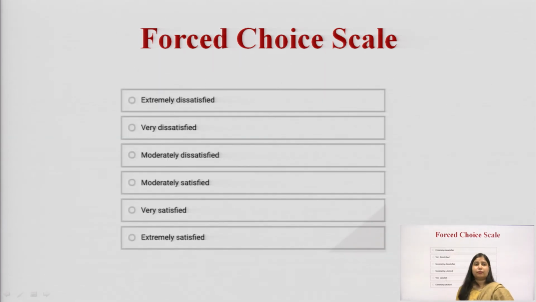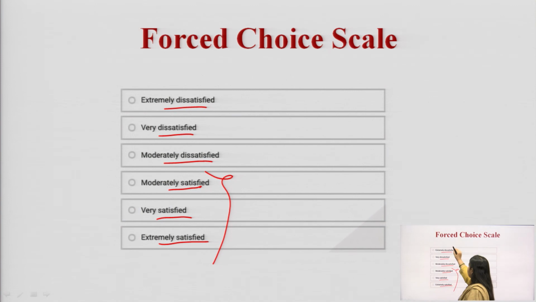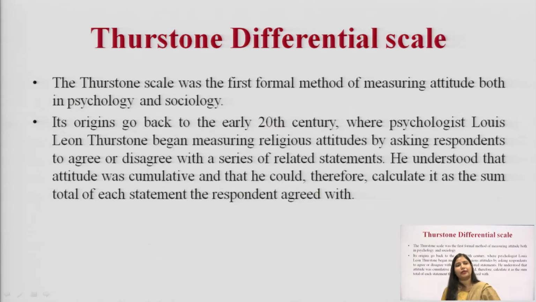There are a few examples of the forced choice scale. This is similar to the Likert scale, but there is no midway. So, you give the responses like extremely dissatisfied, very dissatisfied, moderately dissatisfied, moderately satisfied, very satisfied, or extremely satisfied. So, these three are the positive and these three are the dissatisfied responses. You have forced the respondent to give you a clear picture of what they are thinking.